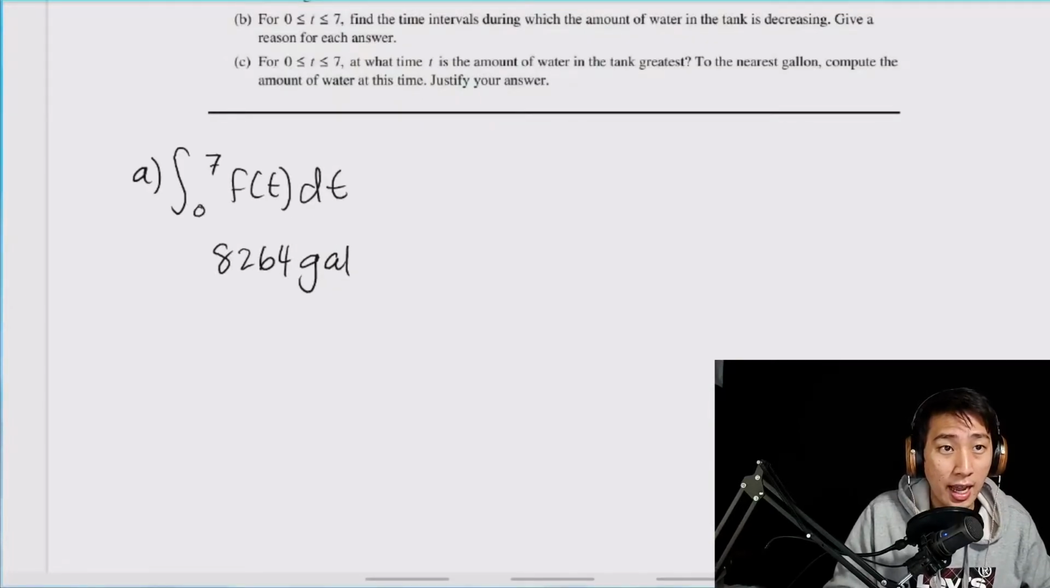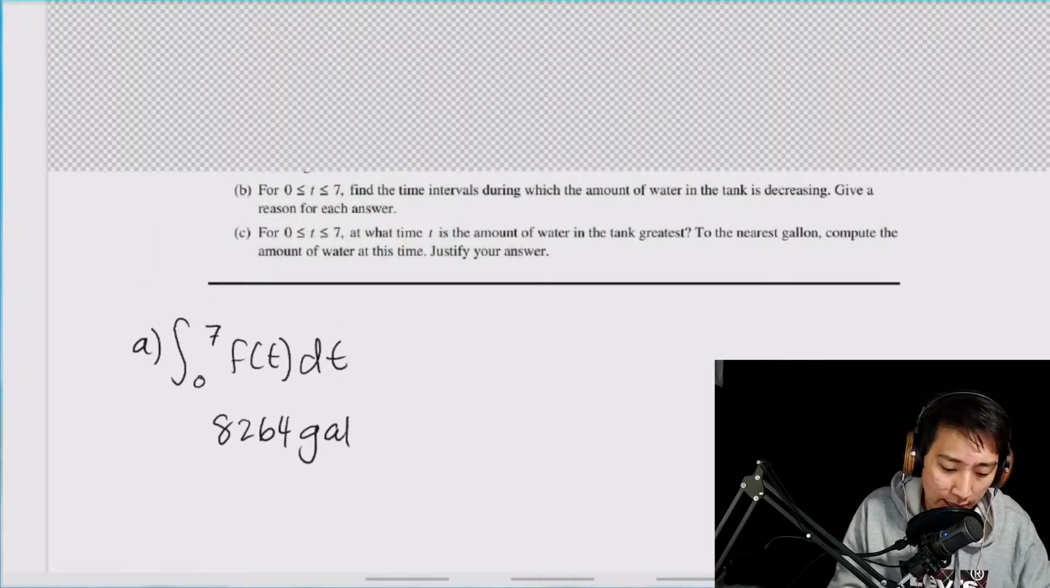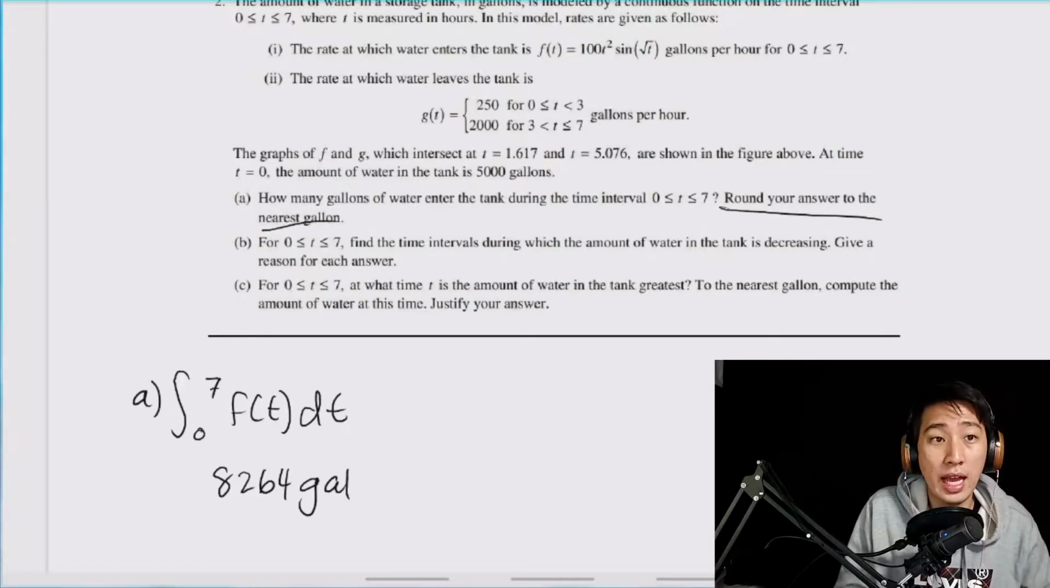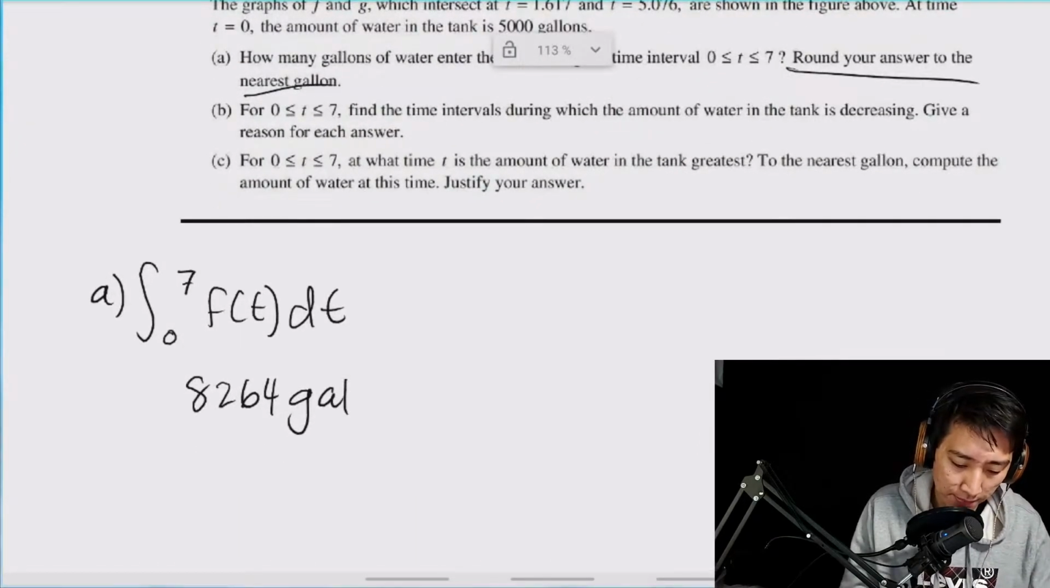So once I plugged it in, I got 8264 gallons. And again, it does say to round your answer to the nearest gallon. Please be careful of that. Make sure that you are doing that rounding.